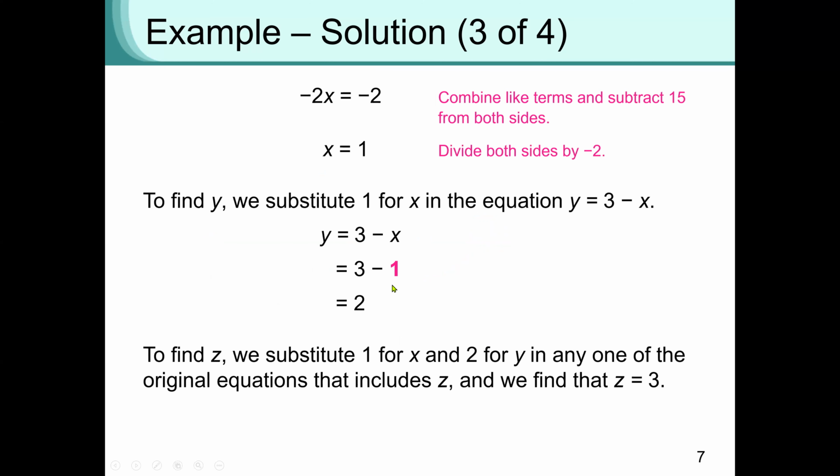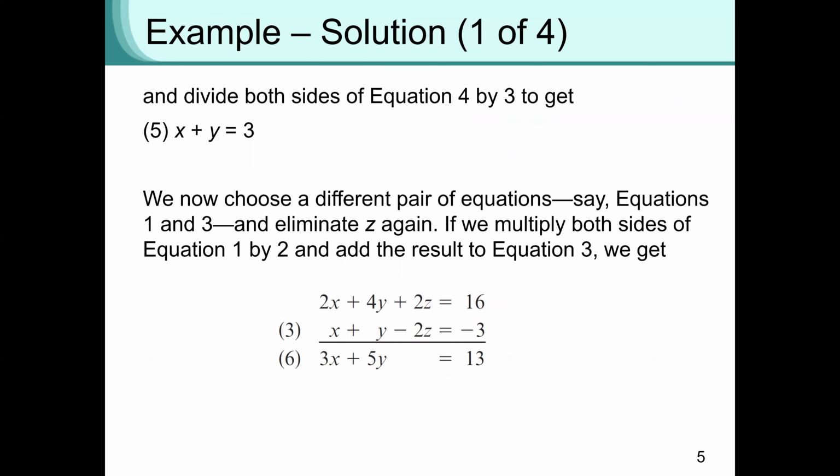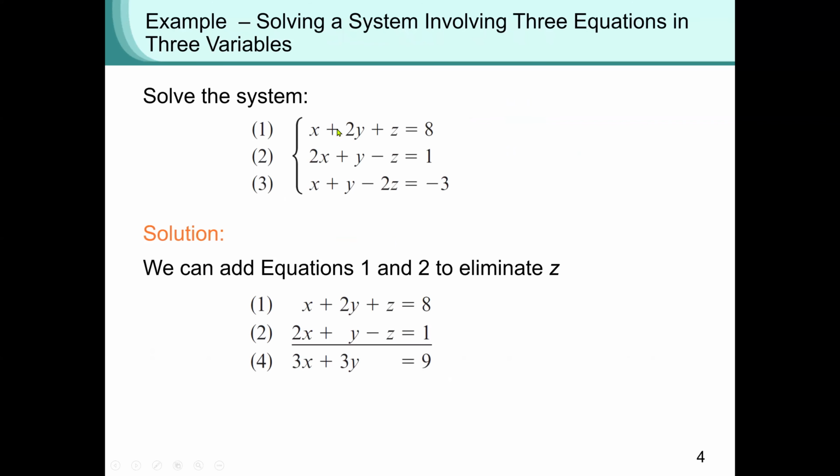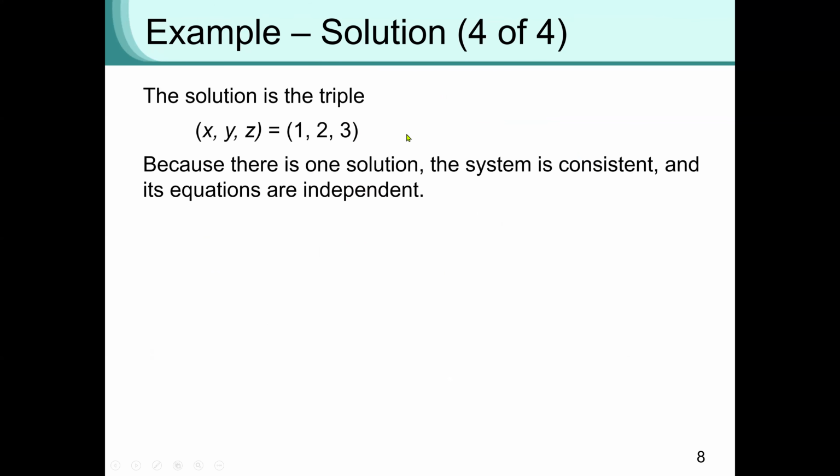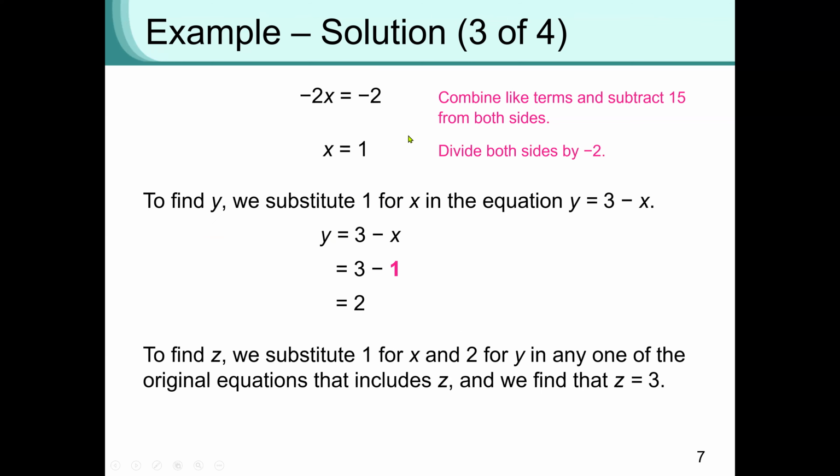Now we go to our first equation where we substitute, and we say y equal to 3 minus x. So we do our substitution. x is 1, so we get 3 minus 1, which is 2. Now I know the value of x, I know the value of y. So we can take any of the original 3 equations here, substitute x and y, and find the value of z. And that's what we did here. So we have y equal to 2.